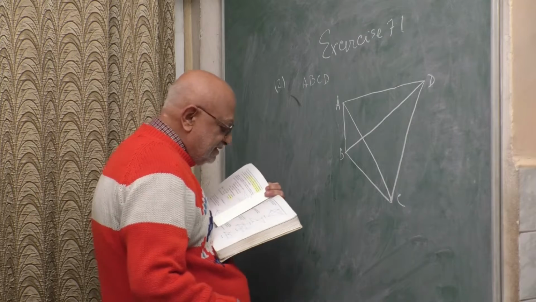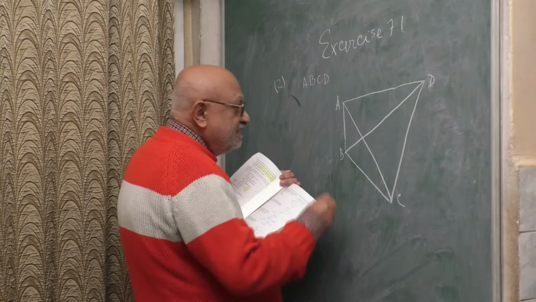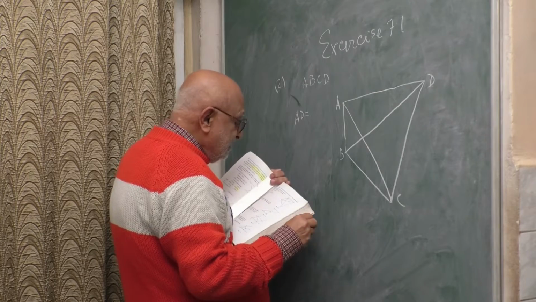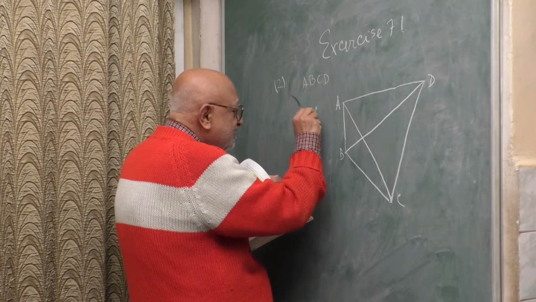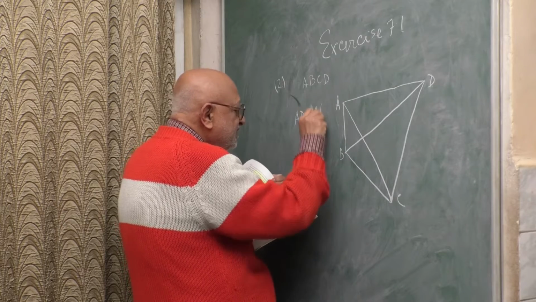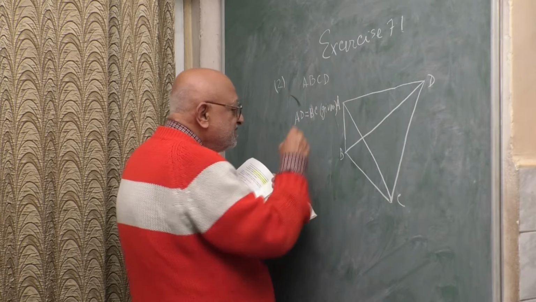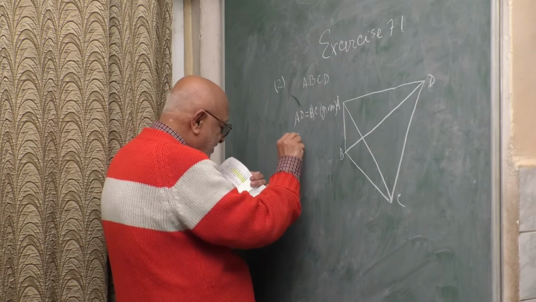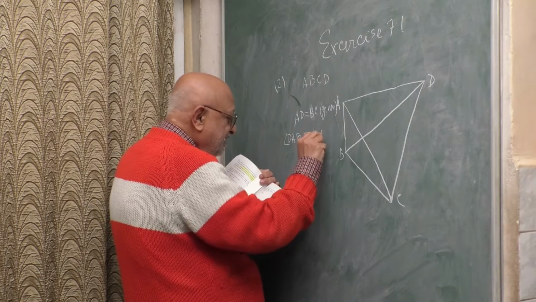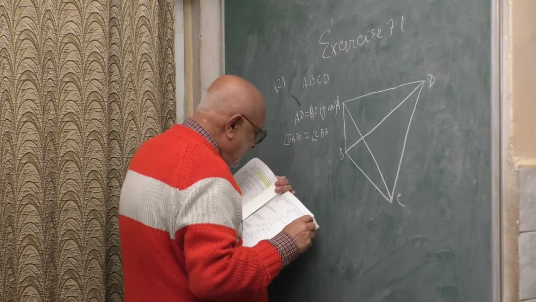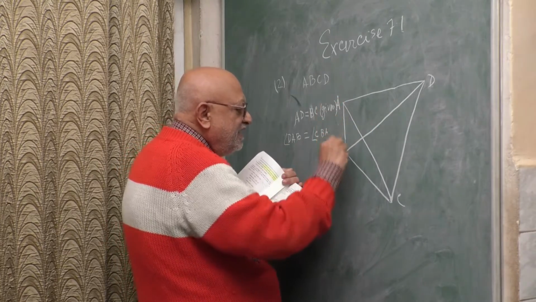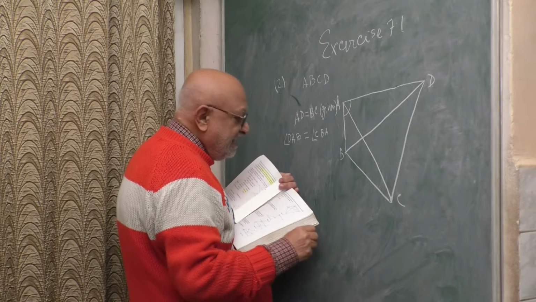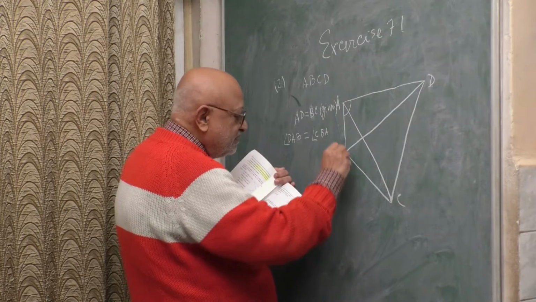Okay, this figure is given, and it is given that AD is equal to BC. This is given. AD is equal to BC, and angle DAB is equal to angle CBA. So which one is DAB? This angle. And which one is given? CBA, and this whole angle.